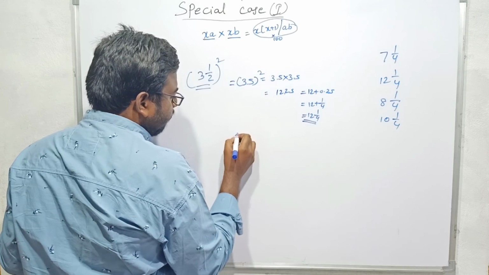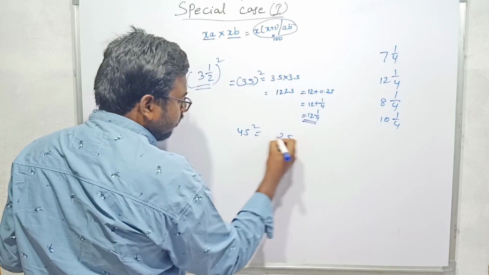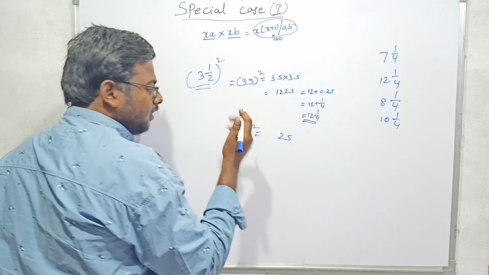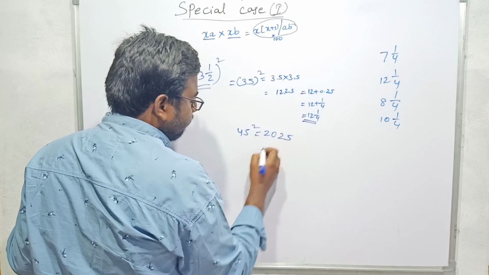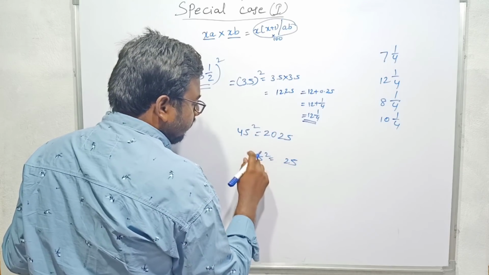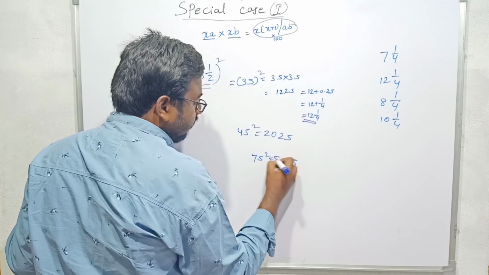For example, if I have to calculate 45 square, for 5 square I will write 25, and based on 4, the number after 4 is 5. 4 into 5 is 20. For example, 75 square. For 5 square I will write 25, and the number after 7 is 8. 7 into 8 is 56.